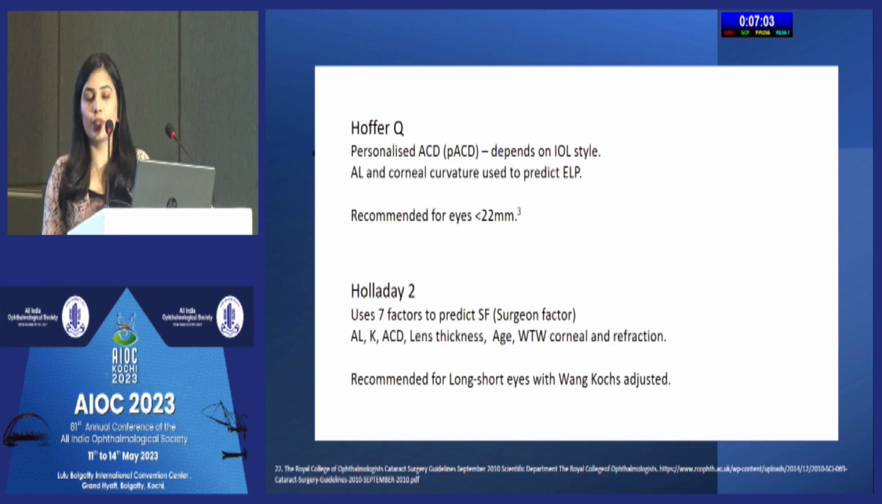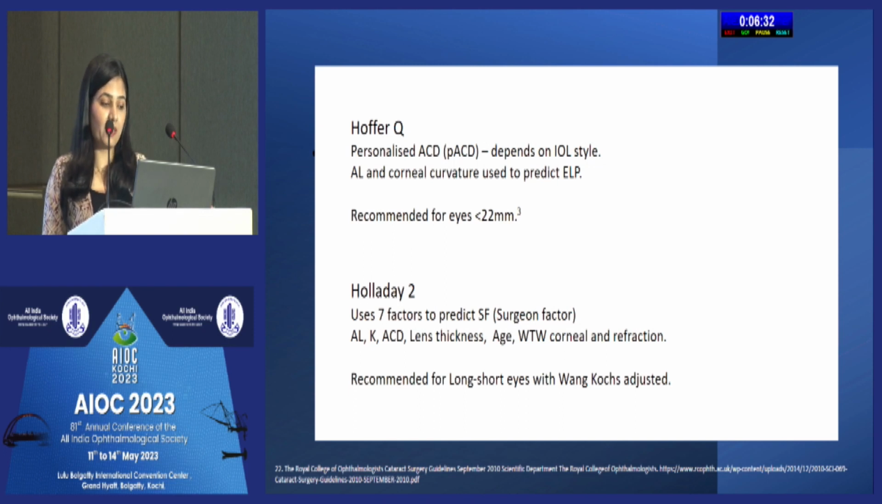And the Hoffer Q was a very popular formula for pediatric surgeons. It used a personalized ACD, which depends on the IOL style. The axial length and corneal curvature are used to predict the ELP. ELP is the position where the IOL sits in the eye, and it's the most important thing to calculate when we look at the IOL calculation formulas. Hoffer Q is recommended for eyes less than 22 mm.